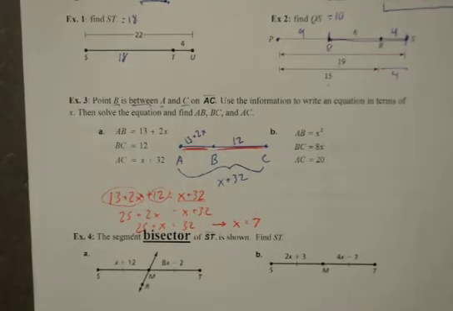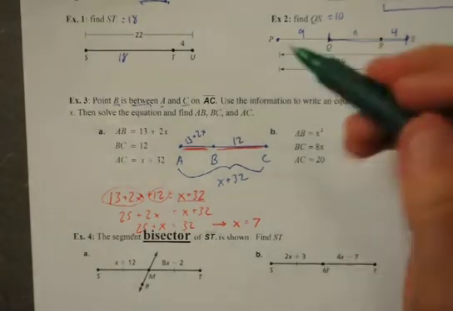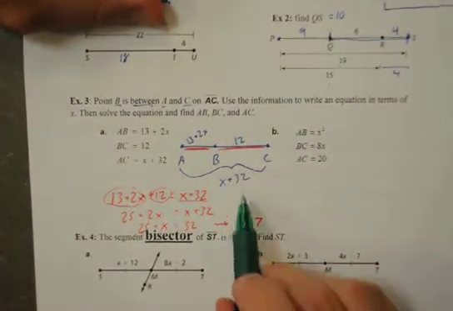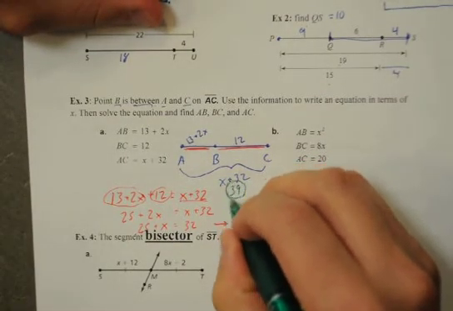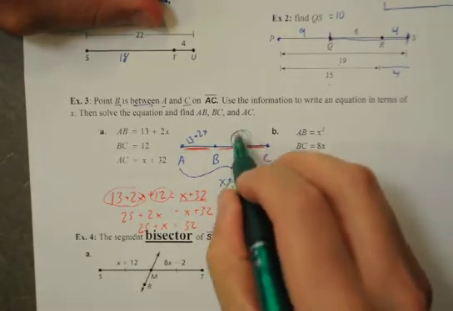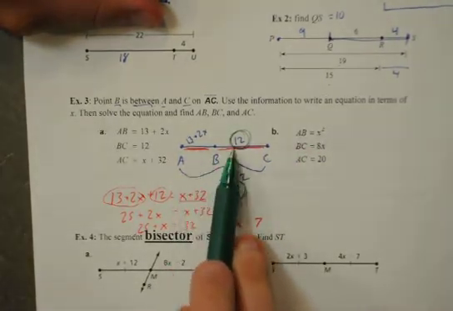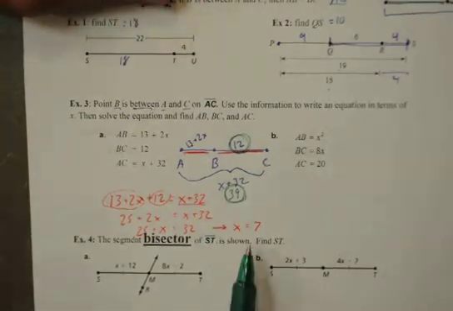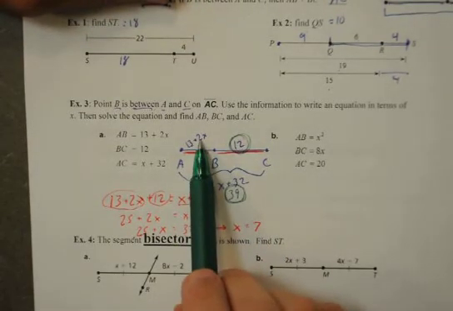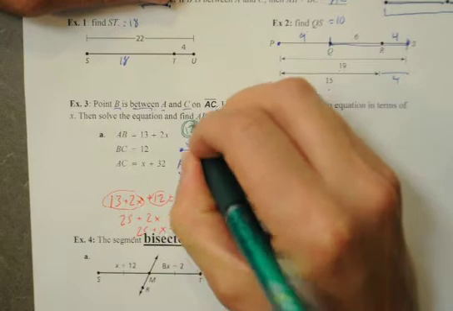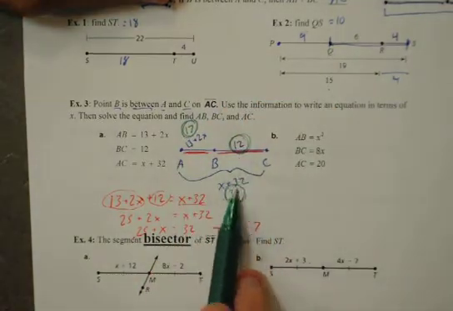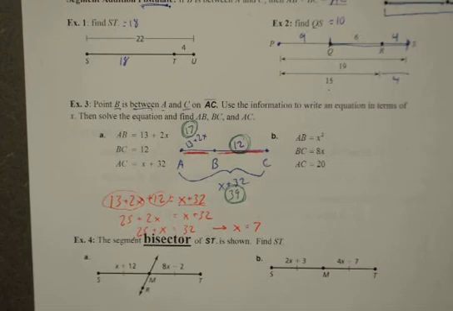Alright, now what you can do is you can check your work. Let's go plug in 7 and see if this diagram makes sense. So 7 plus 32 is 39. And this is 12. So these two pieces, when I add them together, have to equal 39. So if I plug in 7, 7 times 2 is 14. 14 plus 13 is 17. Does 17 and 12 make 39? Yes, it does. So that means that we did this problem correctly. X is 7.